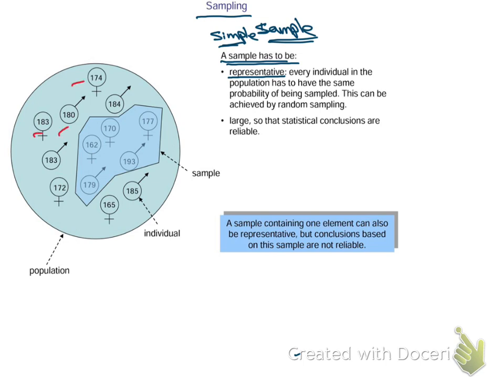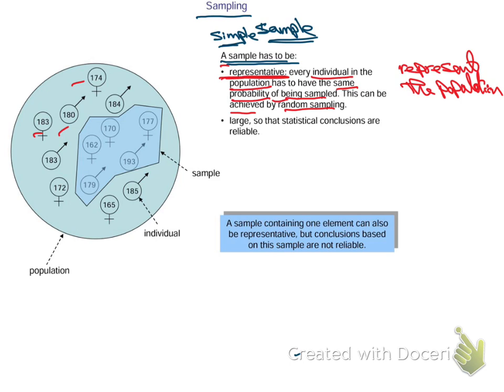So the sample should be representative. This is the first thing. What does it mean? It represents the population. Represent the population. So representative, everyone, every individual in the population has the same probability, the same chance of being selected, of being sampled. This can be achieved by random sampling, or called simple sampling sometimes.